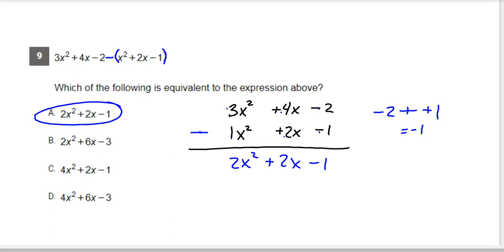So you could stack them up. I prefer just putting a -1 in front of there and distributing. It's the way I was taught. But either way will work.